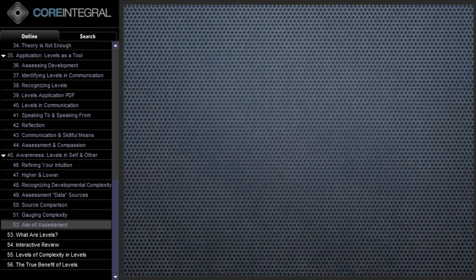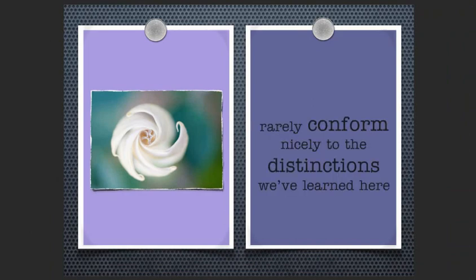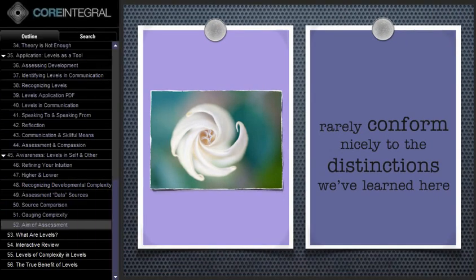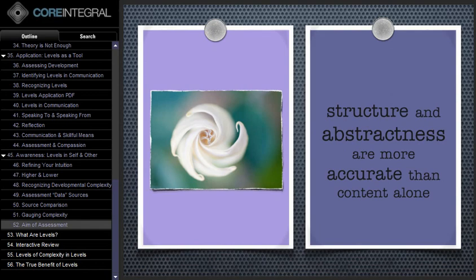In Course 2, we will explore these elements in far greater depth. No matter how you slice it, development is a complex affair. The developmental expressions of individuals will rarely conform nicely to the distinctions we've learned here, and those expressions are always affected by the quadrant pressures arising in the moment. This is particularly true when working with adults, where developmental differences are more nuanced and sometimes harder to spot. But regardless of that complexity, you can choose to use simple or complex data for assessment, depending on your aims.